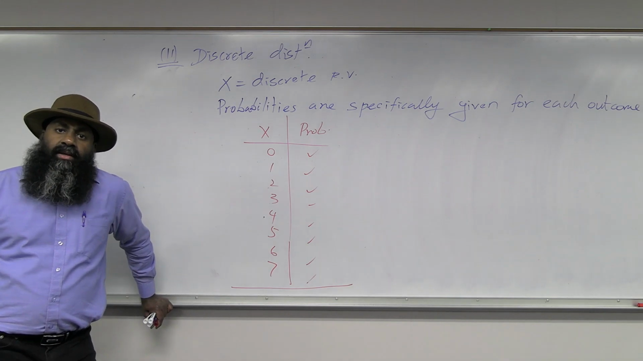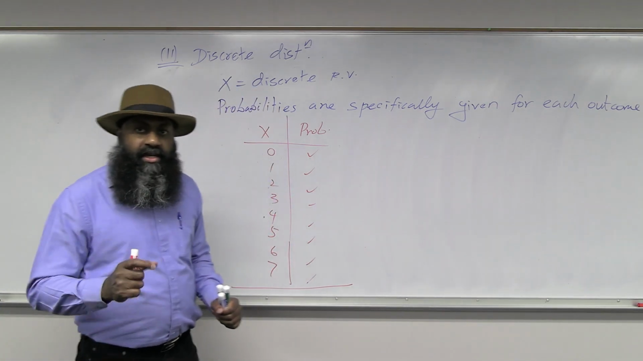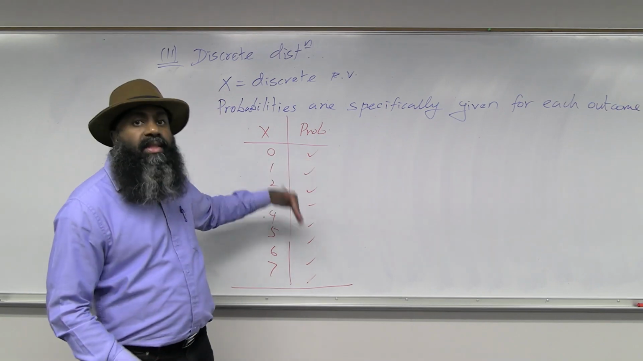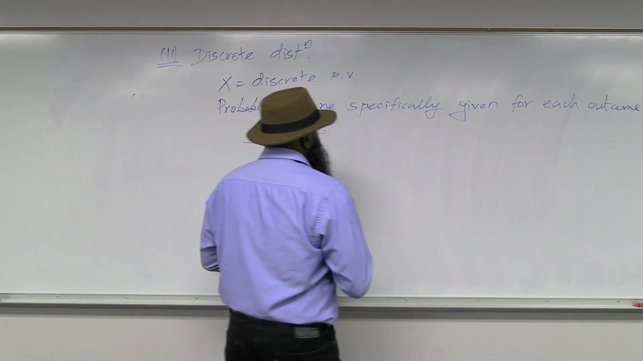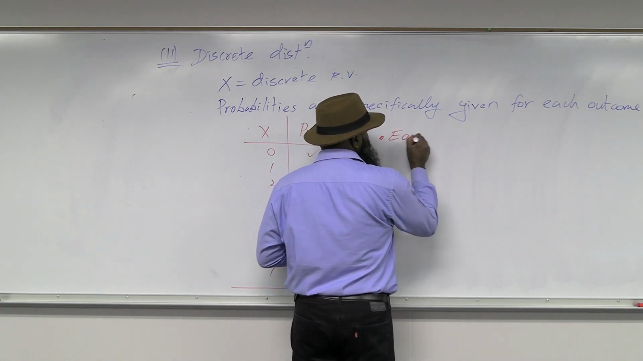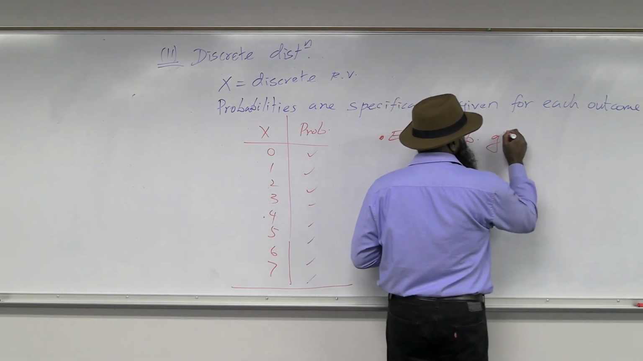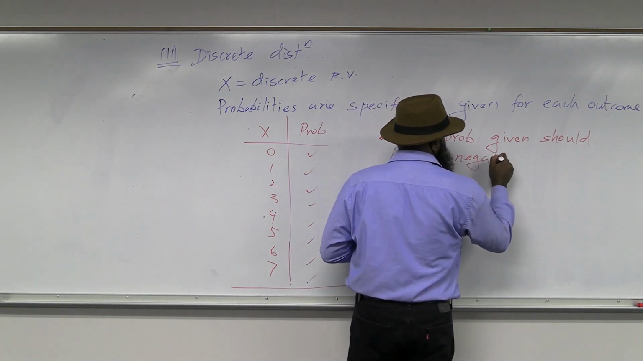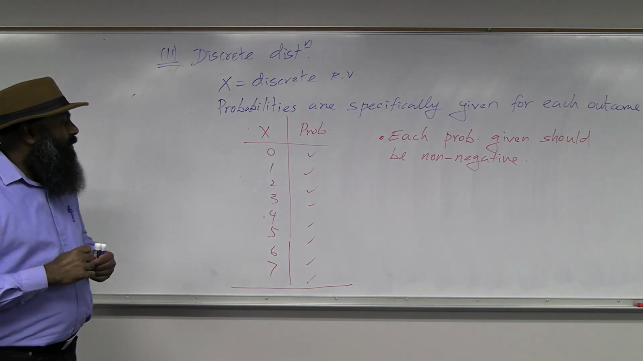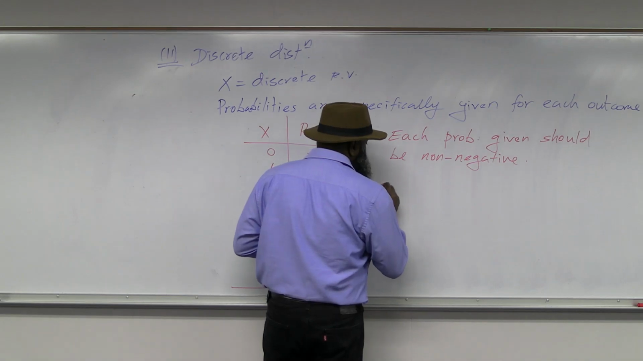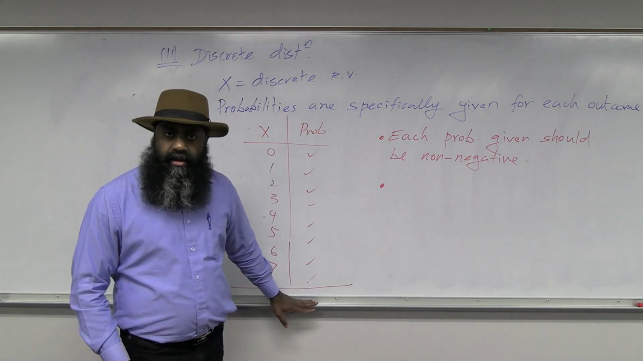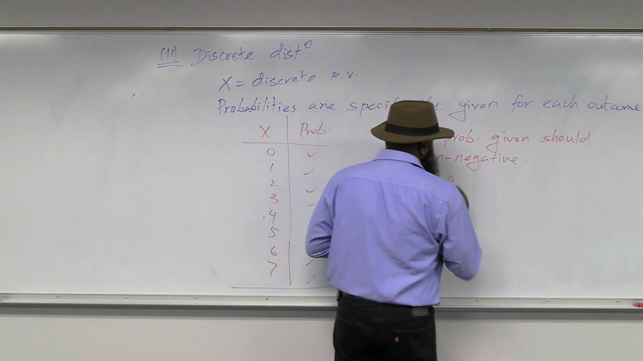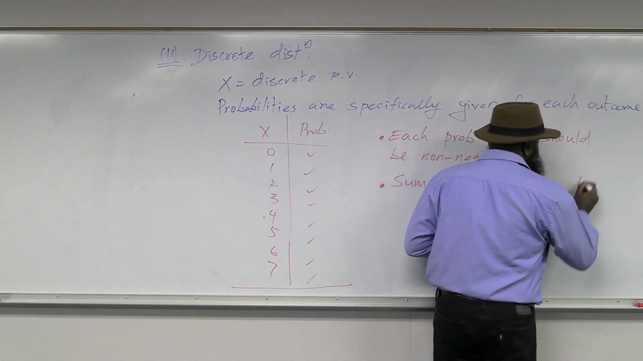There are two conditions that should be satisfied by a discrete probability distribution. The first condition is each of these probabilities should be non-negative. That means they can be zero or they must be positive. And the second condition is the sum of all probabilities should be equal to 1, because otherwise it will not be a valid probability distribution.